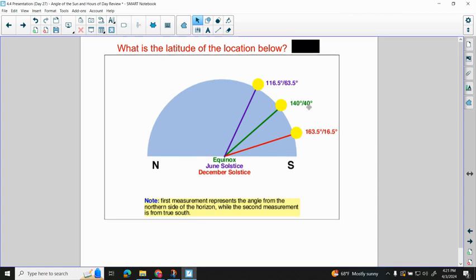So if we remember, 90 minus latitude gives us the angle of the sun. 90 minus what gives us 40? The answer is 50 degrees. So this would be at 50 degrees latitude, because 90 minus 50 gives us the angle of the sun, which would be 40.